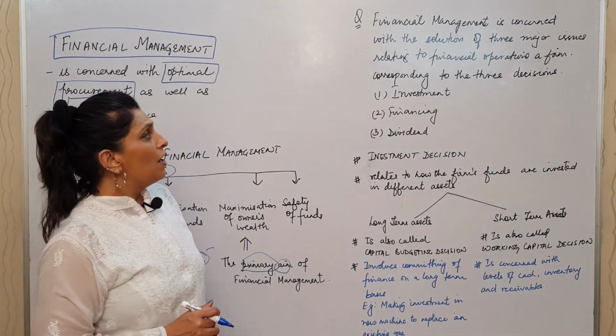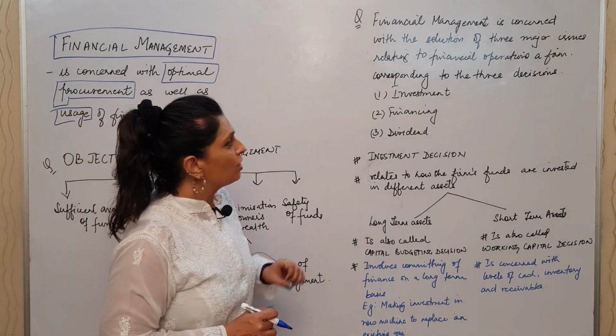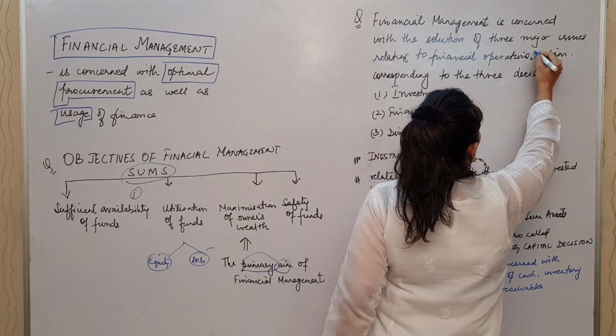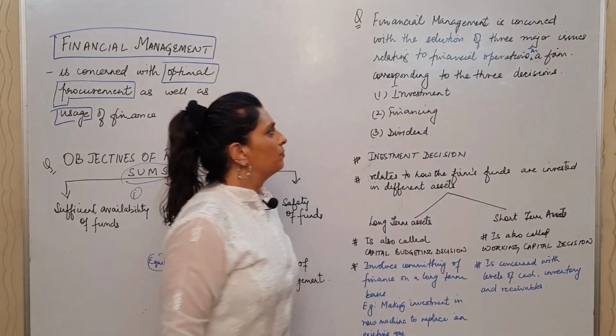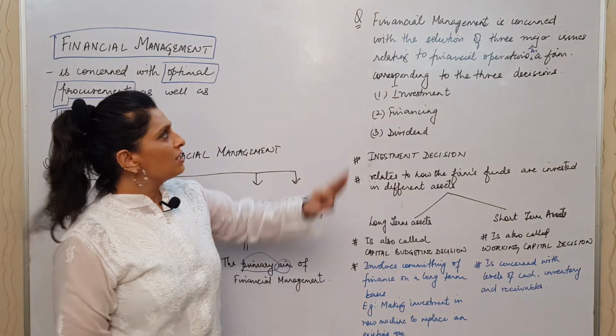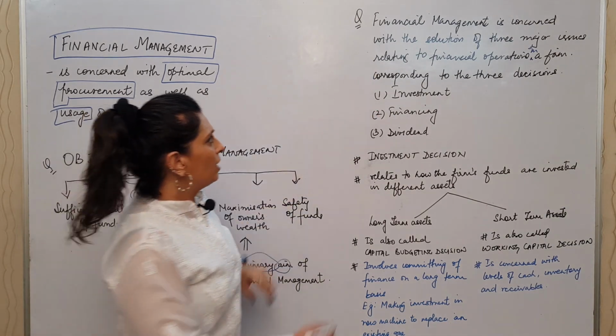Next we come to financial management, which is concerned with the solution of three major issues relating to financial operations of a firm, corresponding to three decisions. When we talk about these three decisions, these are nothing else but financial decisions. So this is the definition for financial decision.